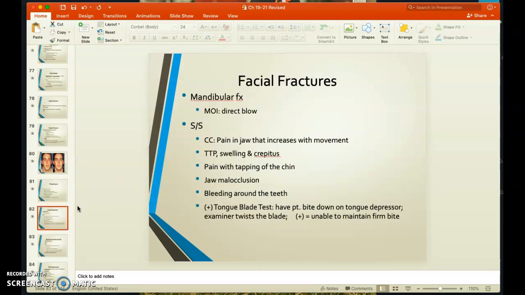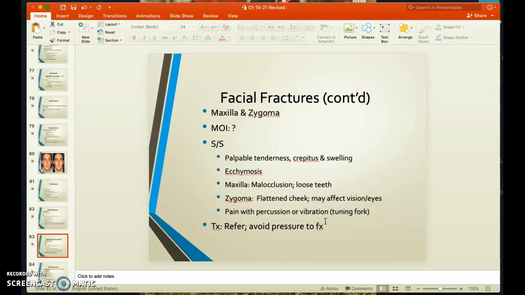Facial fractures, we can have mandibular fractures, so the upper jaw or around the jaw, bleeding around teeth. Think getting kicked, getting hit with a bat or another object. The tongue blade test: you have them bite down with a tongue depressor, and then you try and twist the blade. If you can twist and pop their jaw open, that's a positive jaw fracture.